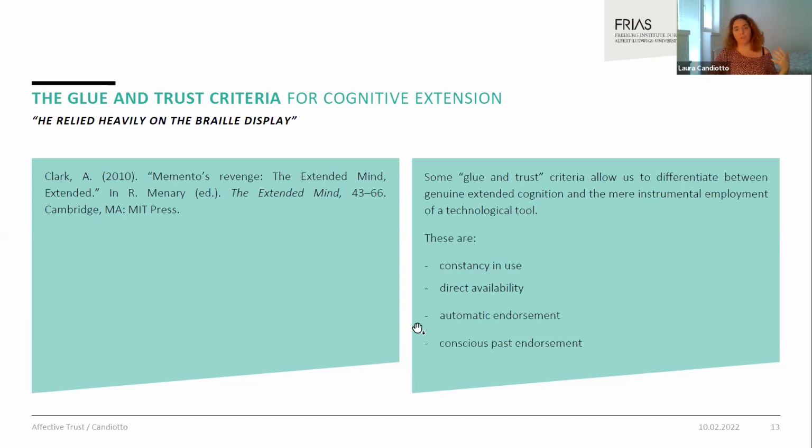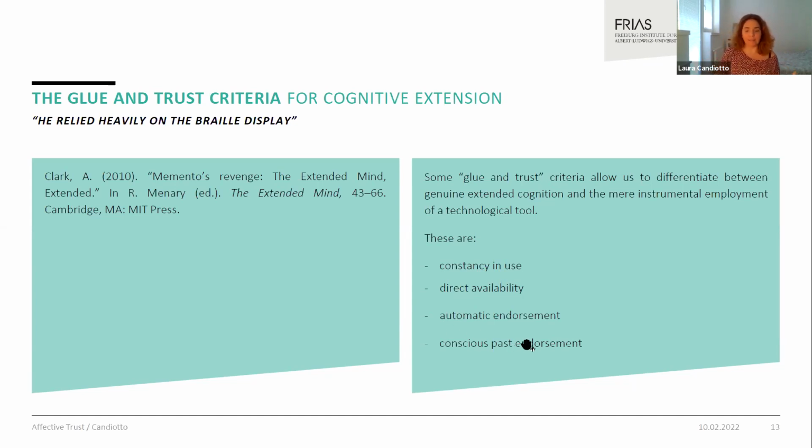So I say that there should be a constancy in use, so it is not that you just use an IT once and you become extended with it, and there is a cognitive integration. So it has to do with a habitual interaction, and also there should be a direct availability. You do not need to search for it, but it should be handy, immediately there, in order to have this automatic endorsement. So something very unreflective and immediate, as if it is something that belongs to your body. But this automatic endorsement is in dialectics with a conscious past endorsement.